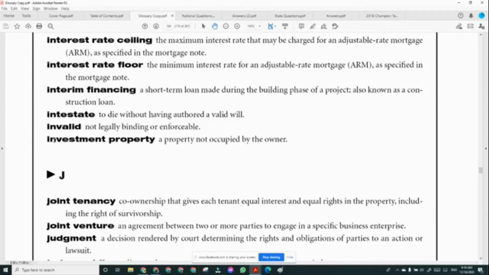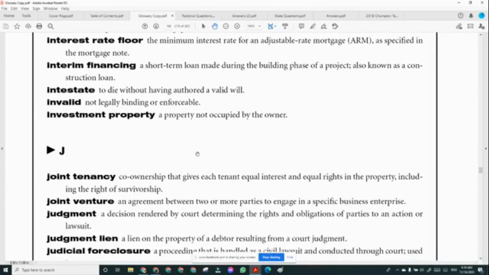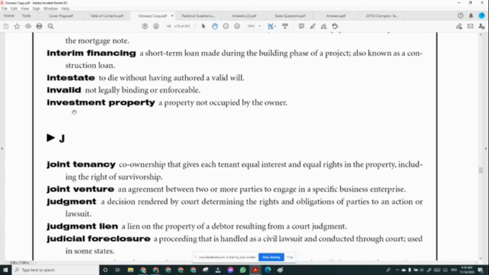Invalid, not legally binding or enforceable, like an invalid contract. So invalid is not a contract that was voided. Invalid, it could be because it's an illegal contract. Okay, so it's not legally binding.